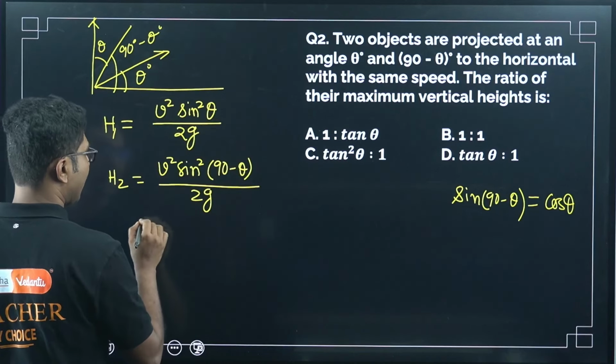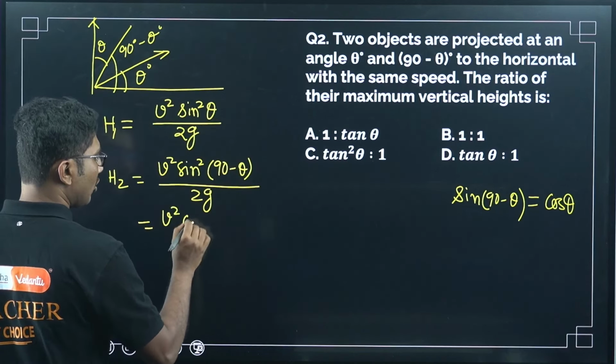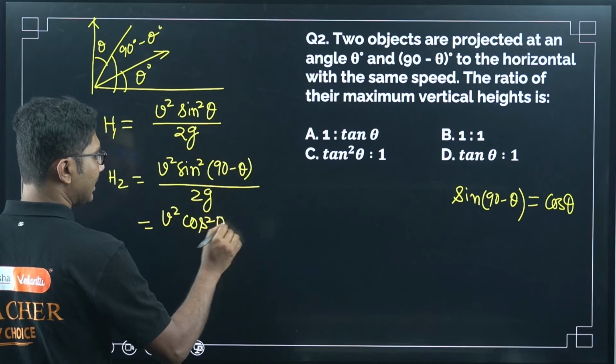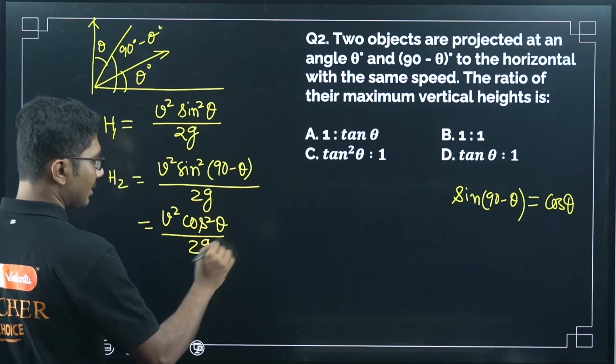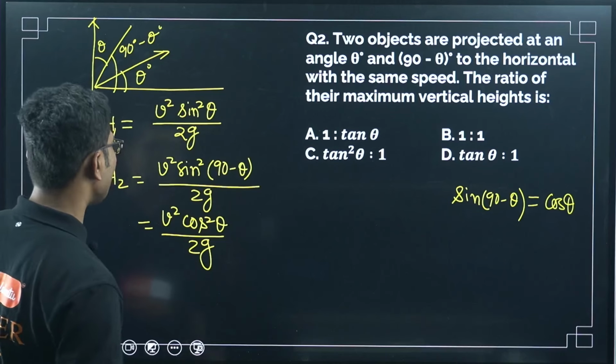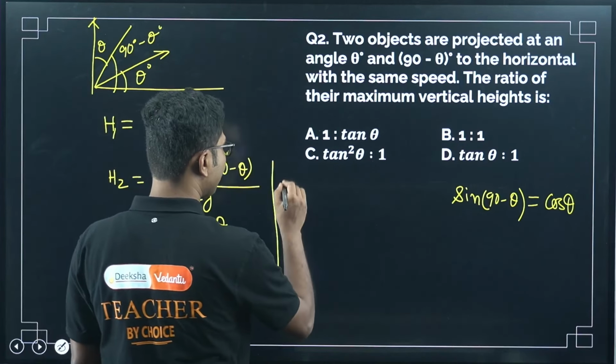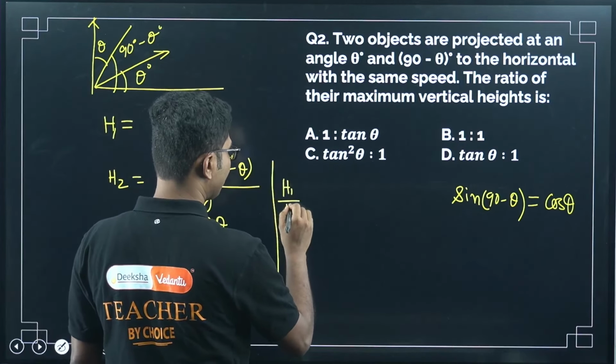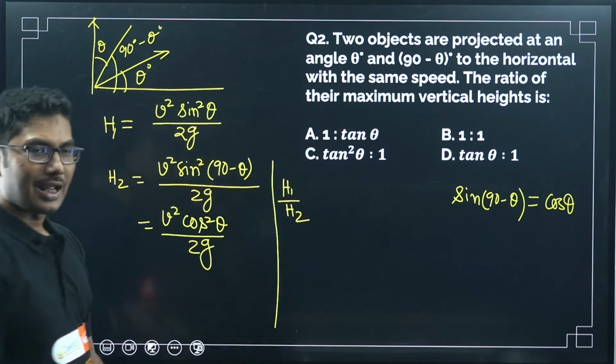So here you can write this as v square cos square theta by 2g. Now they have asked you to find the ratio of these two heights. So let's find the ratio of these two heights. So what is the ratio? Ratio is h1 by h2. Okay, let's find like this.